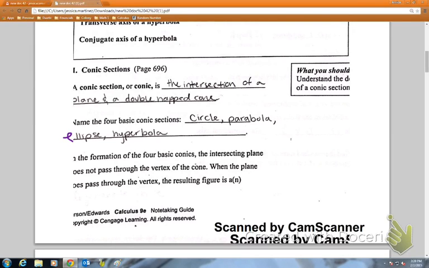If you want to look at the pictures of them, you can open up your book. Let me just figure out what page it's on really quick. It's section 9.1. So open up your book to page 637, and you can see a picture that shows the four conic sections. So circle, parabola, ellipse, and hyperbola.